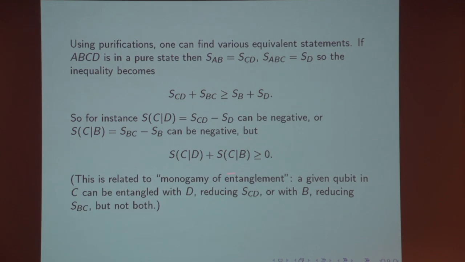And that says that a certain sum of two conditional entropies is non-negative. So as we discussed earlier, conditional entropy can be negative. This conditional entropy can be negative. But the sum of conditional entropies of C between two other systems, D and B, is non-negative. That's related to what people call monogamy of entanglement. A qubit in C can be entangled with D, which reduces SCD, or it could be entangled with B, reducing SBC, but it can't be entangled with both of them. So you could think of this as a general statement of monogamy of entanglement.